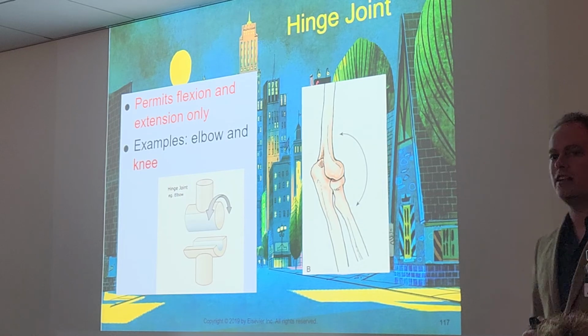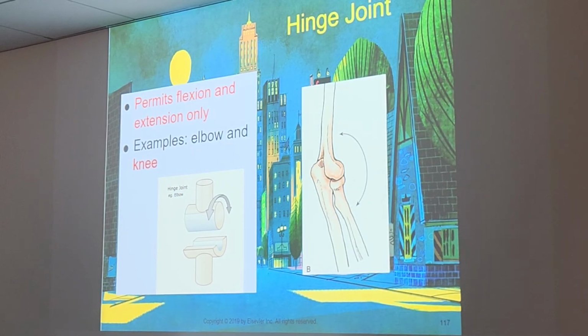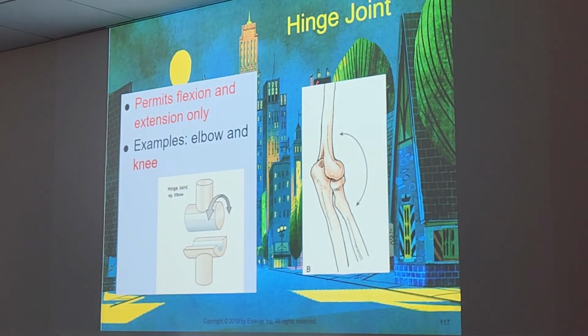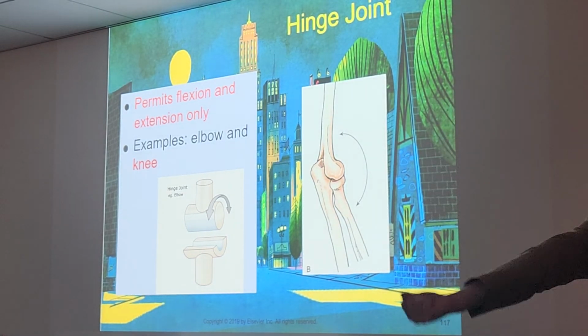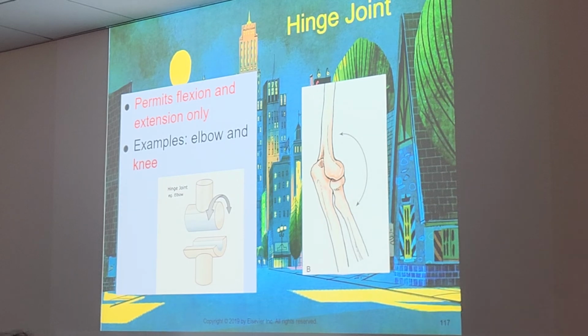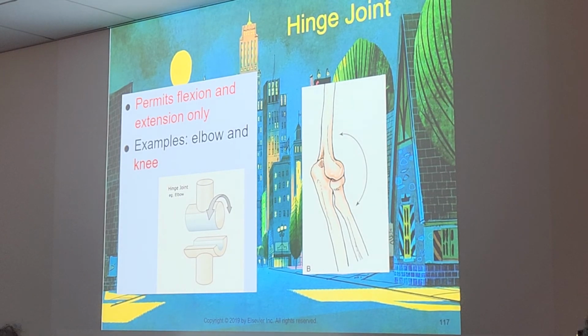All right, next one is our hinge joint. Why is it called a hinge joint? Because it looks very similar to a hinge, like on a door. Permits what we call flexion and extension movements only. Most famous examples would be the elbow and the knee. This is this action right here, guys. That hinge action, flexion and extension. Same with the leg, the knee, flexion and extension.